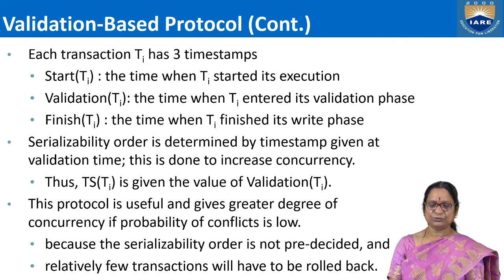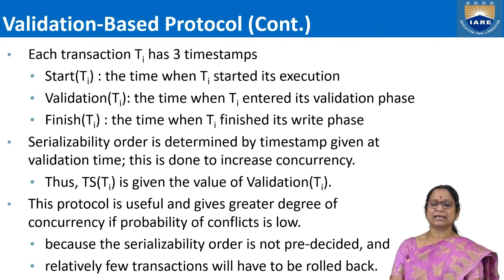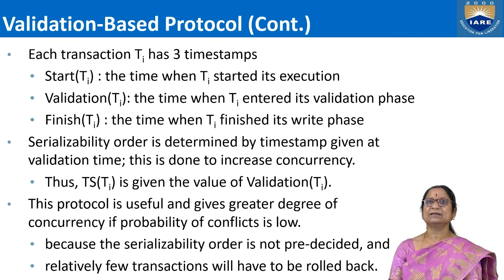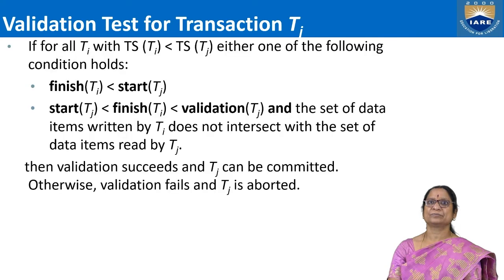This protocol is very useful and gives a greater degree of concurrency if the probability of conflicts is low. So if the probability of conflict is low, then this protocol effectively supports a higher degree of concurrency of the transactions. The serializability order is not pre-decided and relatively few transactions will have to be rolled back. This validation based protocol is more suitable actually.